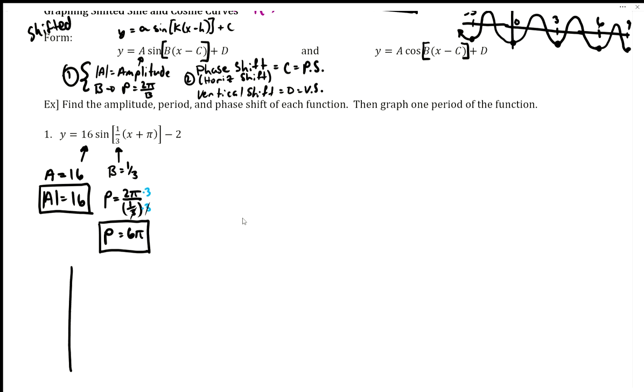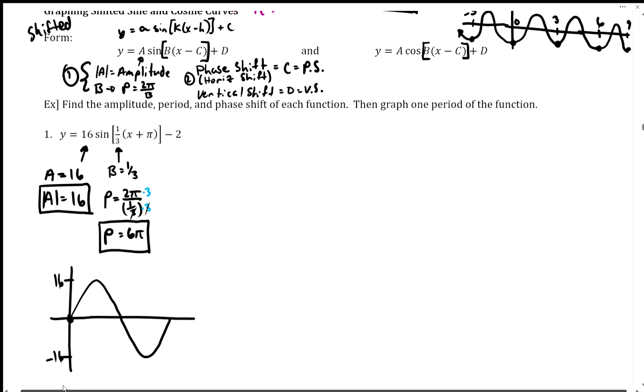So without even looking at the rest of the equation, I'm going to put my graph down here so I've got lots of space to the right, and then I'm going to draw my generic sine curve. There we are. And then we'll use our amplitude, so there's 16, there's negative 16. And the period is 6 pi, so I should have 6 pi to the right. And now I'll do our half times 3.